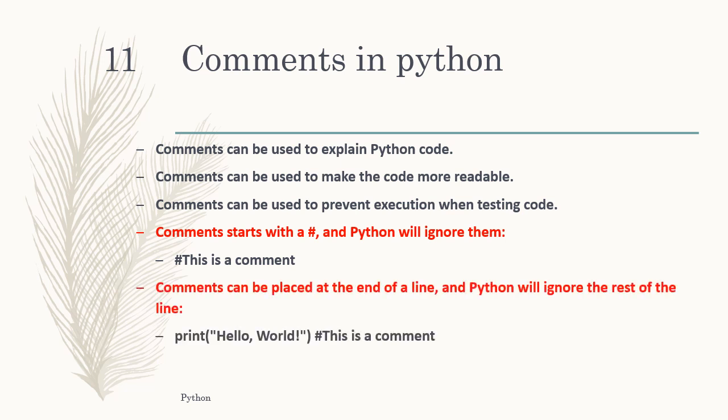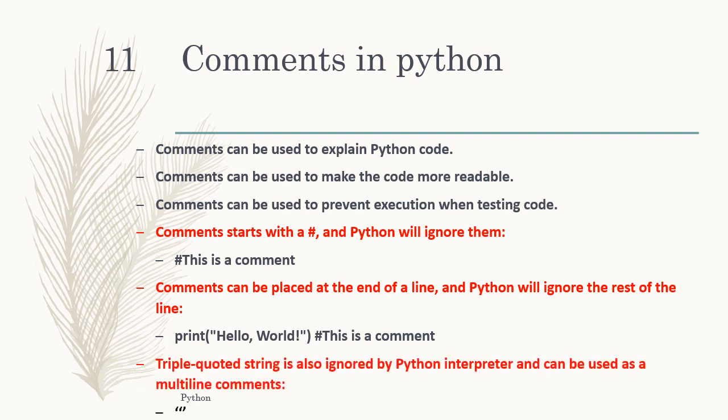Comments can be placed at the end of a line, and Python will ignore the rest of the line. See here, after print hello world, I have added a comment. So the print statement will get executed and the rest of the part will be ignored by the Python interpreter. A triple quoted string is also ignored by the Python interpreter and it can be used as a multi-line comment. An example for a multi-line comment using a triple quoted string is given below.